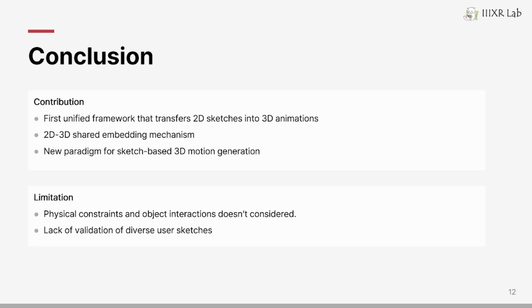AI-driven motion synthesis. However, there are still some limitations. The current system does not explicitly model physical constraints or object interactions, which can lead to physically impossible results. Additionally, the paper acknowledges that the model has not yet been tested on a wide range of user-created sketches, so further validation and generalization will be important in future work.